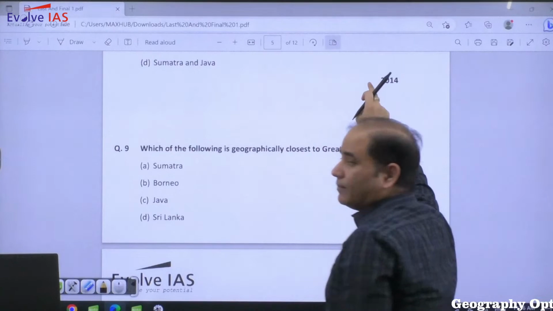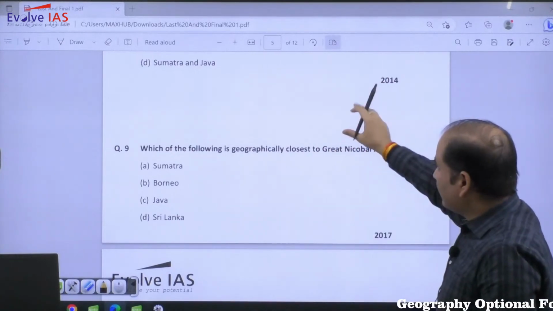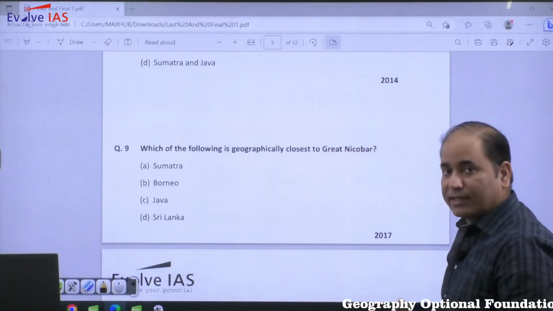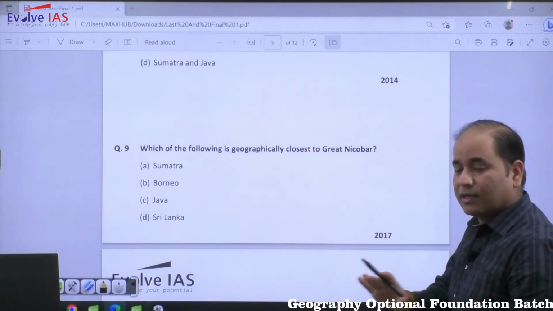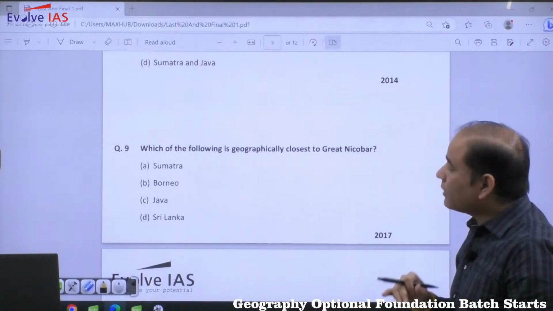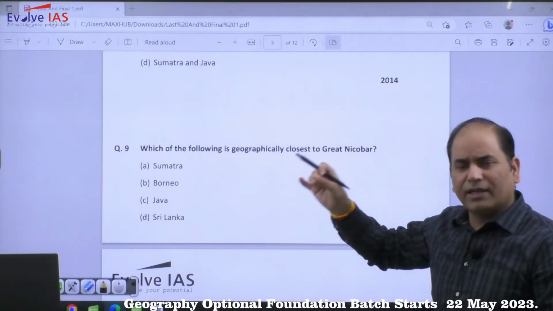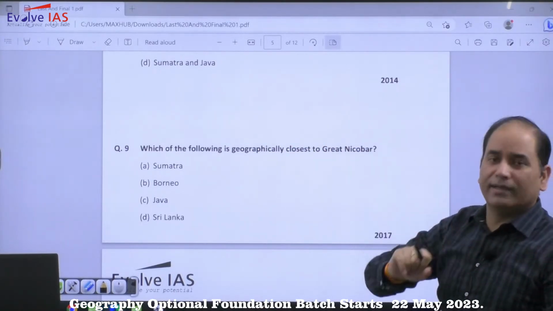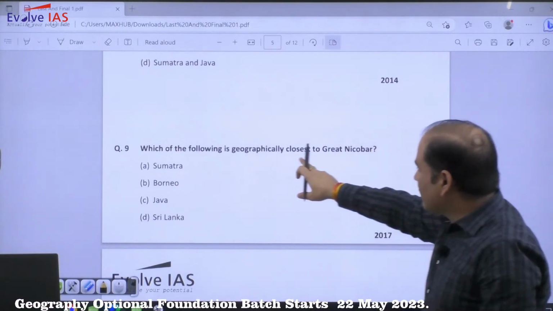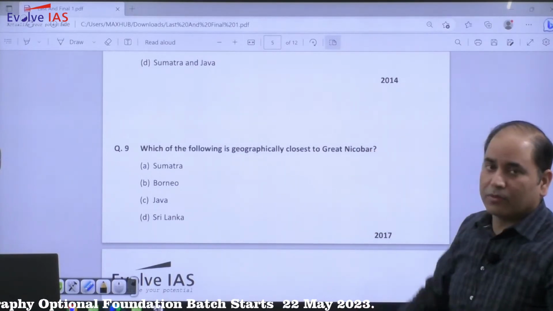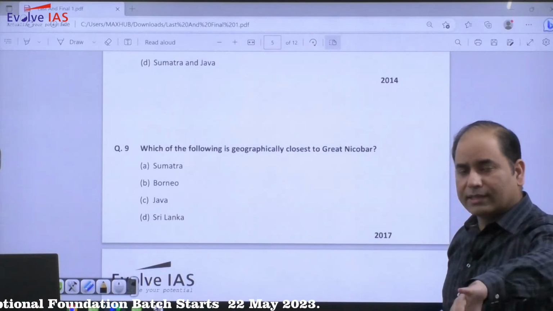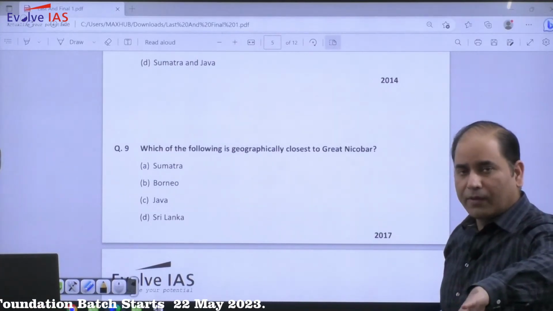So in 14 they have asked this question. They are expecting that you must have revised and prepared the Andaman and Nicobar properly. So in 17 they are asking a question related to Andaman and Nicobar, just twisted. Which of the following is geographically closest to Great Nicobar? Great Nicobar is the southern part of the Nicobar.